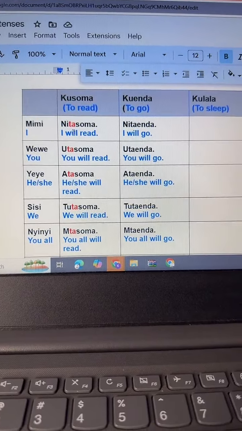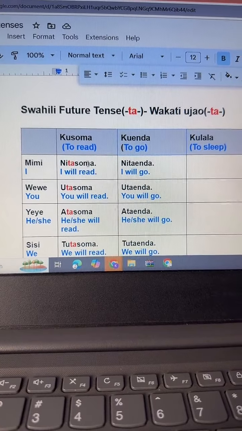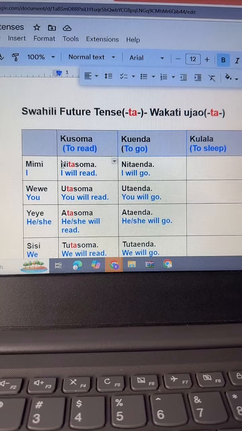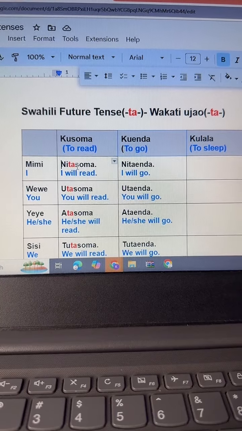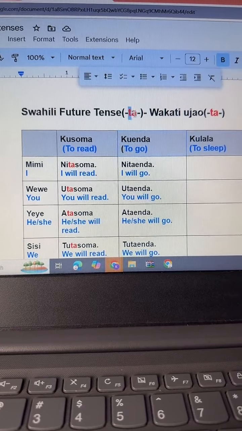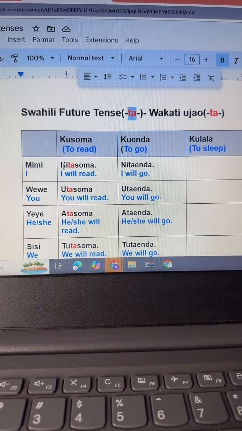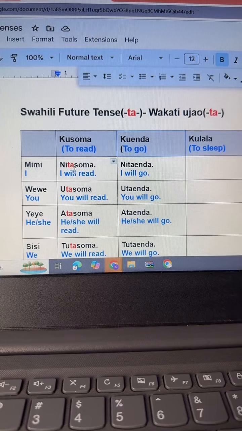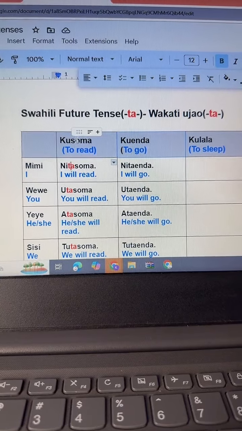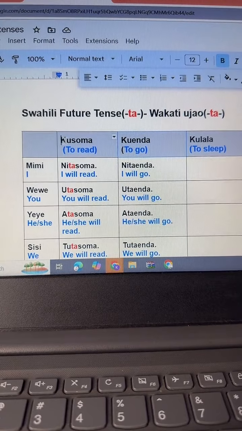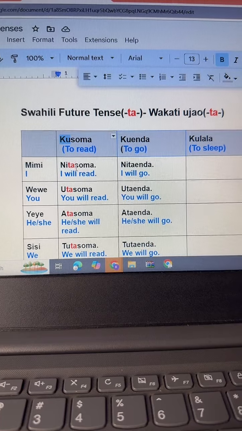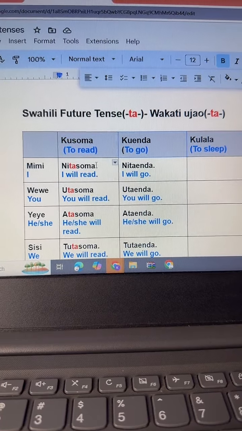So let's see. When you're conjugating in the future tense, we take the personal pronoun prefix, which is here, and then we add the tense marker. In this case, we're talking about the future tense, which is ta. So it will be ni ta, okay? Here it means I will. Then we add the verb without this infinitive form ku. So we say nitasoma, okay?